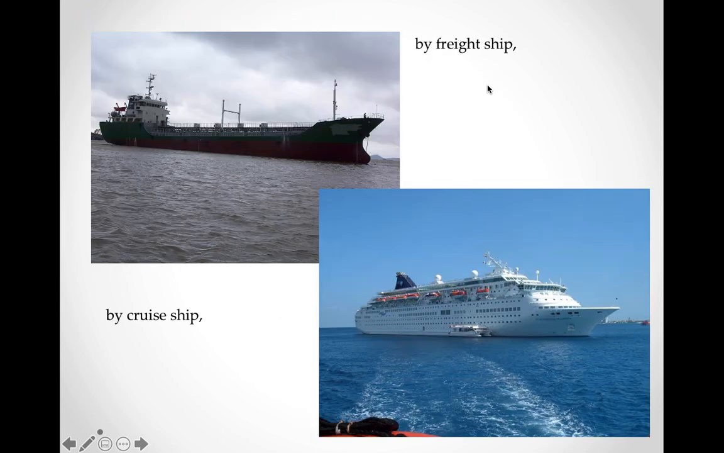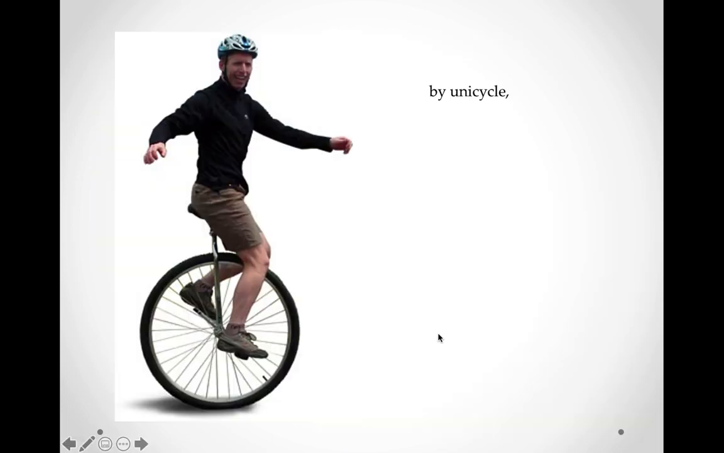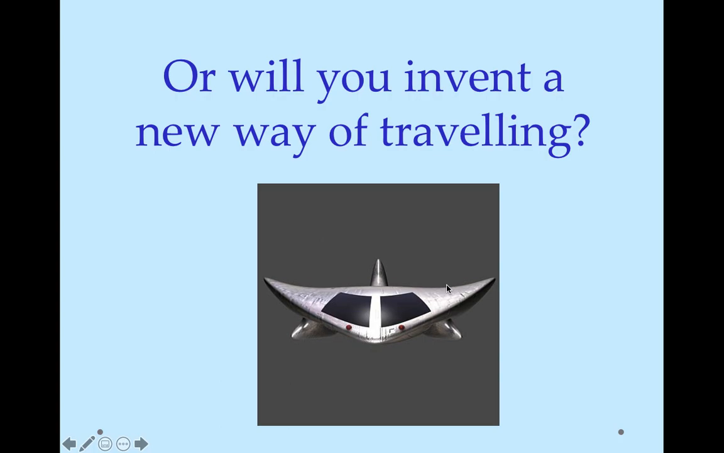Or by freight ship? There's also a cruise ship. Now a freight ship carries big materials that are shipped from one place to another. Cruise ships carry people. And then there's a unicycle, which is like a bicycle, but it only has 1 wheel. How would you like to travel around? I think the funniest way would be by unicycle. What do you think? Or would you like to just invent a new way of traveling? Now, if you would, you can draw your new way of traveling and you can take a picture of it if you would like.